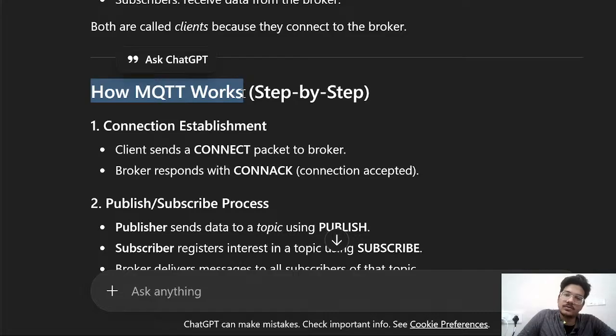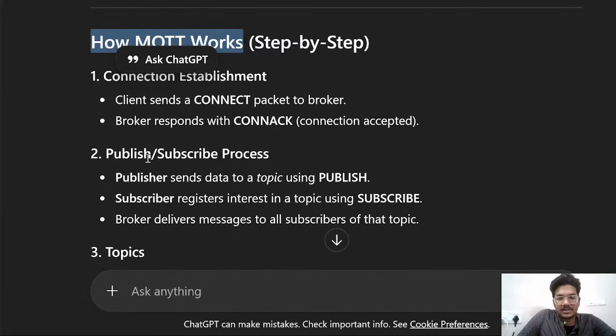How MQTT works step by step. Connection established: the client sends a connect packet and the broker responds with a connection acknowledgment. Publish-subscribe process: the publisher sends data to a topic using publish, the subscriber registers interest in a topic using subscribe, and the broker delivers the message to all subscribers of that topic.